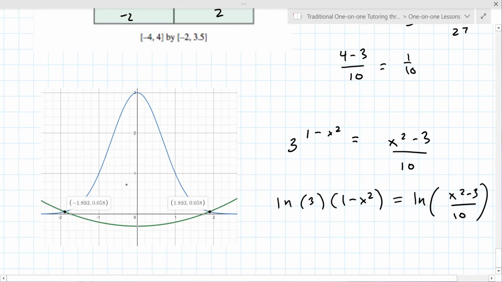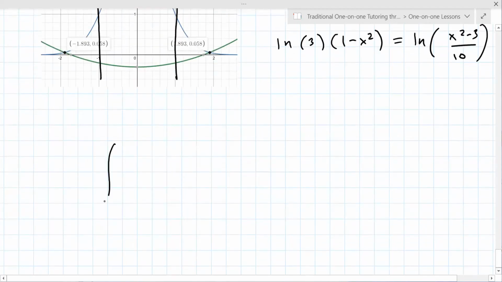So even that, what I just told you wouldn't have been right. You would go from, let's just say, -1 to 1. But this leads to a new problem. So you integrate from -1 to 1: top is 3 to the 1 minus x squared, minus the bottom, which is x squared minus 3 over 10. This one does not have a known antiderivative.